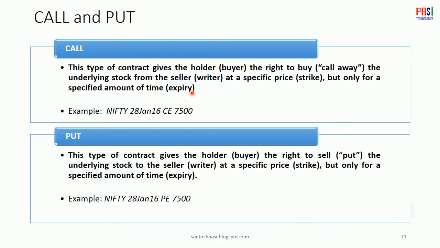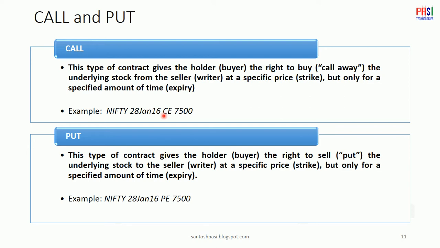As I've already told you, a call is nothing but it gives you the right to buy, and a put gives you the right to sell. Now let's take one example here. In this particular example, Nifty is my underlying asset. 28 Jan 16 is my option expiry date, and 7500 is my strike here, and C stands for call European.